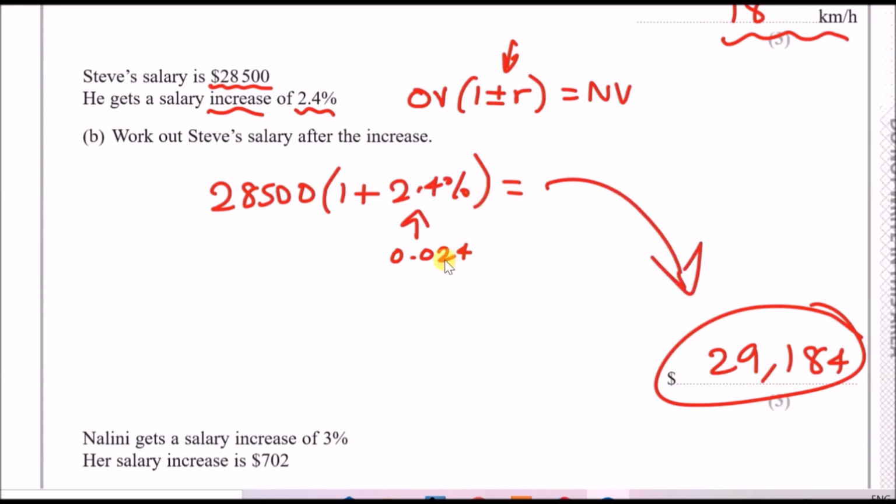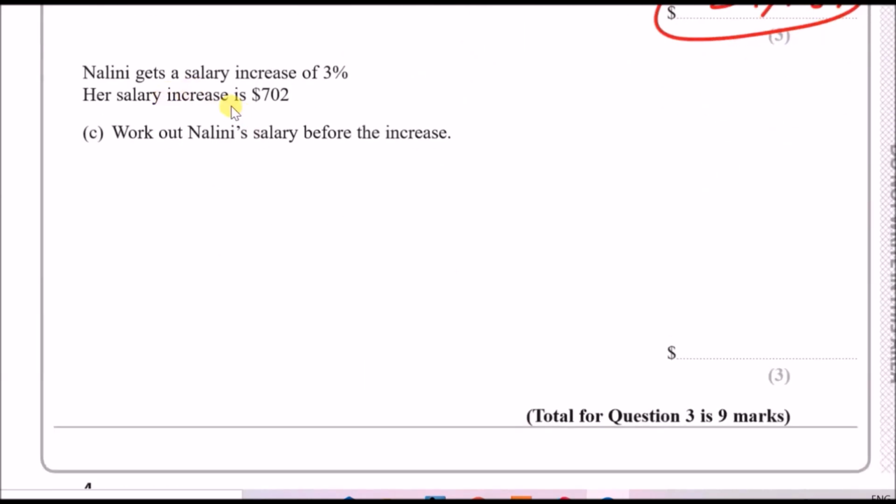Okay, now last one. So Nalini gets a salary increase of 3%. Her salary increase is $702. Work out Nalini's salary before the increase. All right, so what it's saying here is that 3% is actually equivalent to $702. Why? Because it actually tells us that that's how much the increase was.